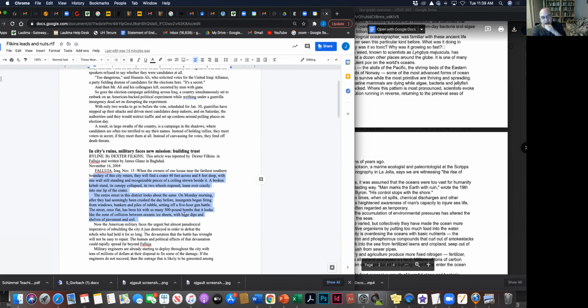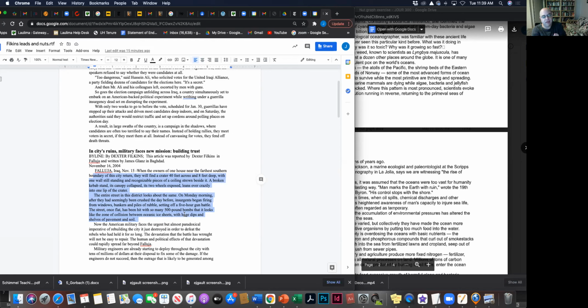Right. The anecdote pulls us in and captures our attention about something, but then the nut graph draws out a central point of what first caught our attention. You guys see what I'm saying?